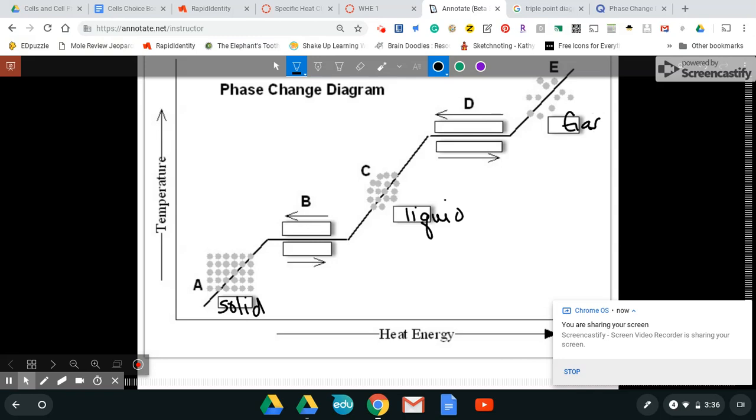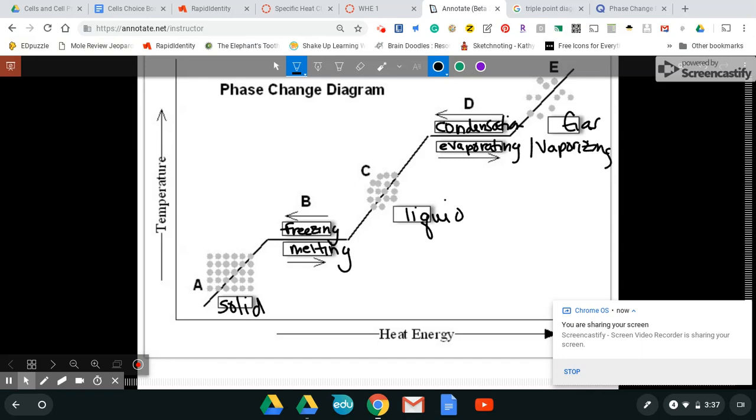So as you're going from a solid to a liquid, you're melting. As you're going from a liquid to a solid, you're freezing. As you go from a liquid to a gas, you're evaporating. You may also hear it called vaporizing. And as you go from the gas to a liquid, you're going through condensation.